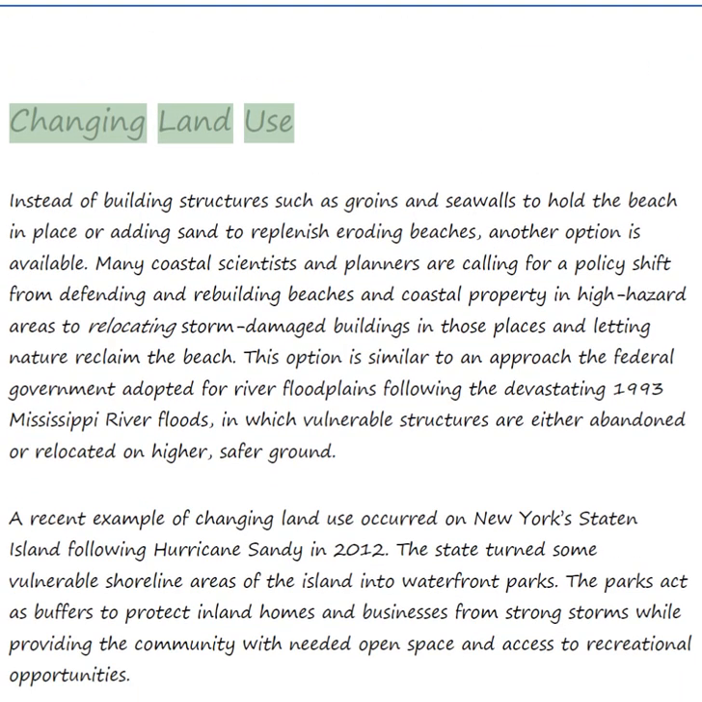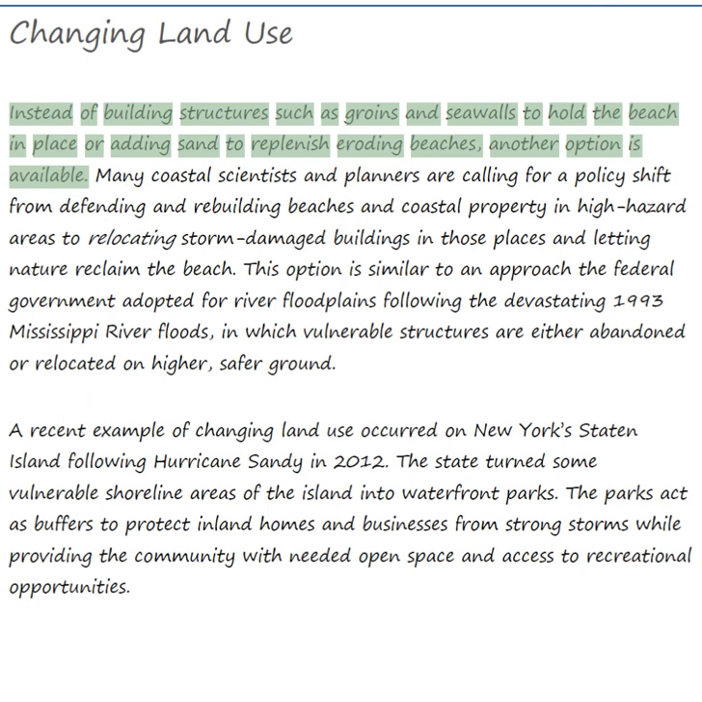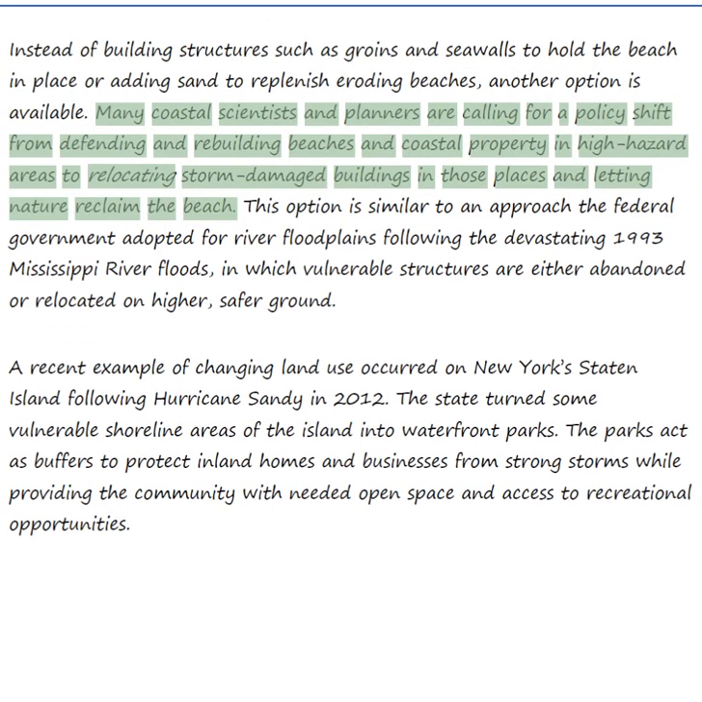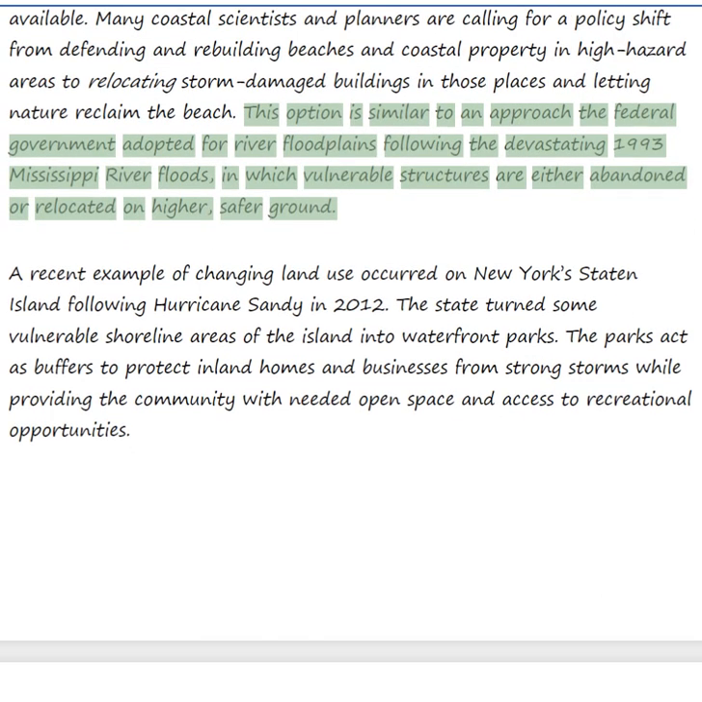Changing land use. Instead of building structures such as groins and seawalls to hold the beach in place or adding sand to replenish eroding beaches, another option is available. Many coastal scientists and planners are calling for a policy shift from defending and rebuilding beaches and coastal property in high-hazard areas to relocating storm-damaged buildings in those places and letting nature reclaim the beach. This option is similar to an approach the federal government adopted for river floodplains following the devastating 1993 Mississippi River floods, in which vulnerable structures are either abandoned or relocated on higher, safer ground.